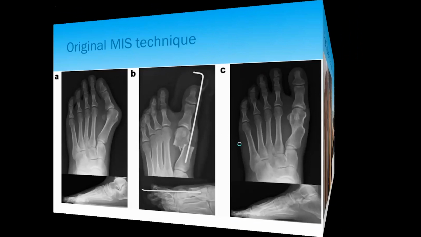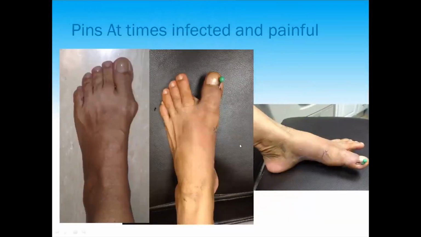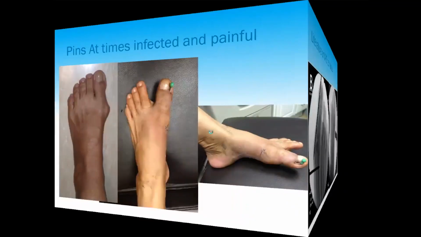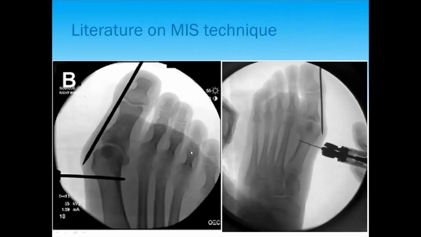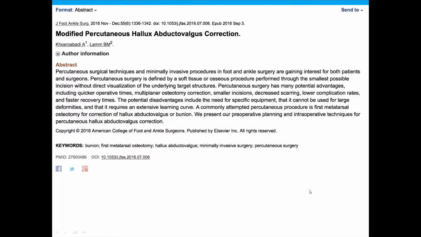So this is what it looks like clinically, the traditional Bosch technique: a small incision, with the pin out the end of the toe. It can get infected, and can be painful. The traditional MIS bunion surgery can use a burr type procedure for the osteotomy, or a saw, or you can use multiple drill hole osteotomy, which is typically what I use.